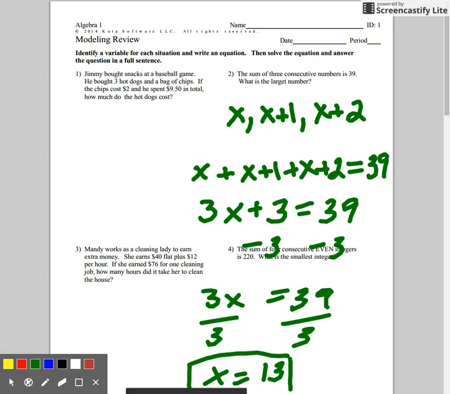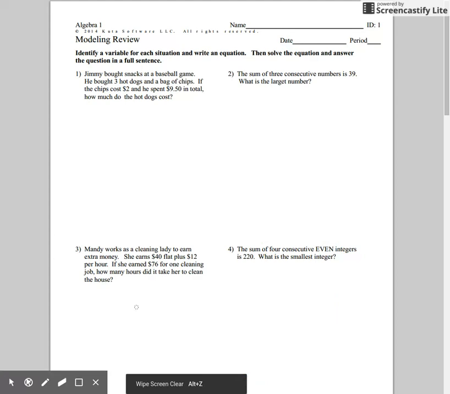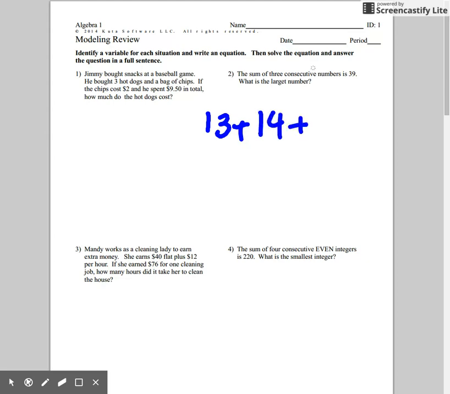I have to check this. So I'm going to check it. So if x equals 13, then my next consecutive number is 14. And then my next consecutive number is 15. Let's see if this adds up to 39. 13 plus 14 is 27. Well, that didn't work.